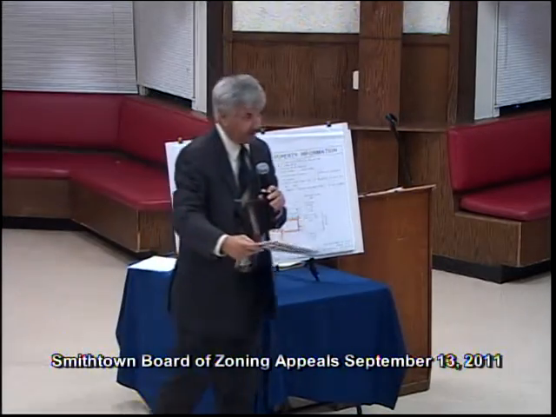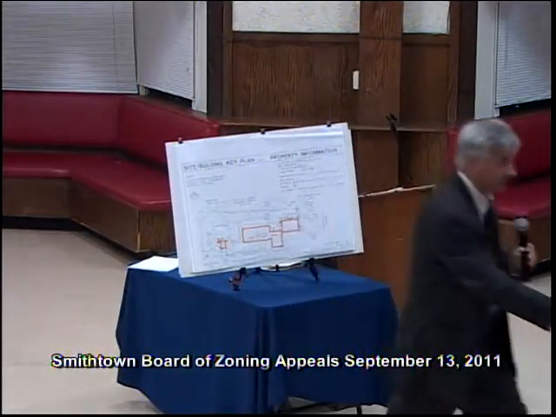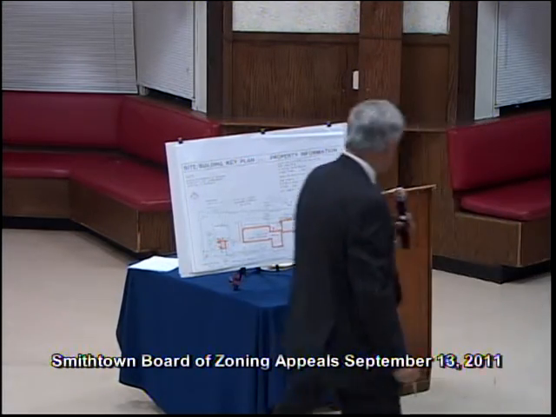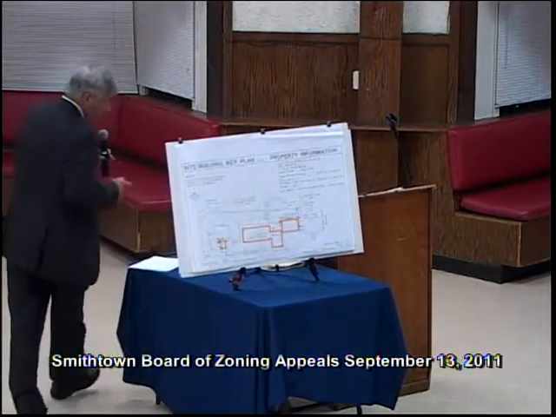The canopy itself, I just have a sample here. We're looking at a golden yellow. I could pass this around. That's actually a Sunbrella canvas material.